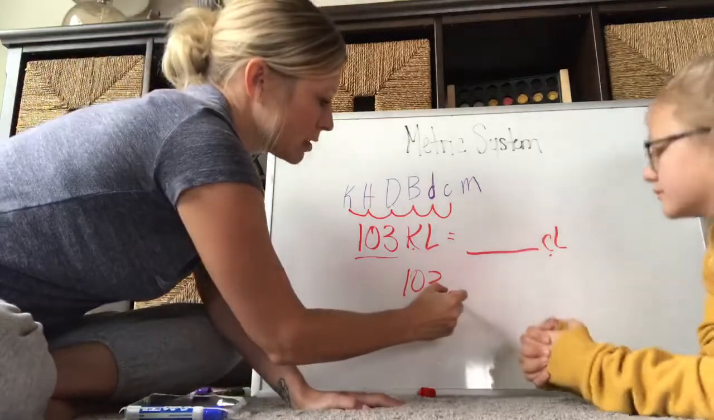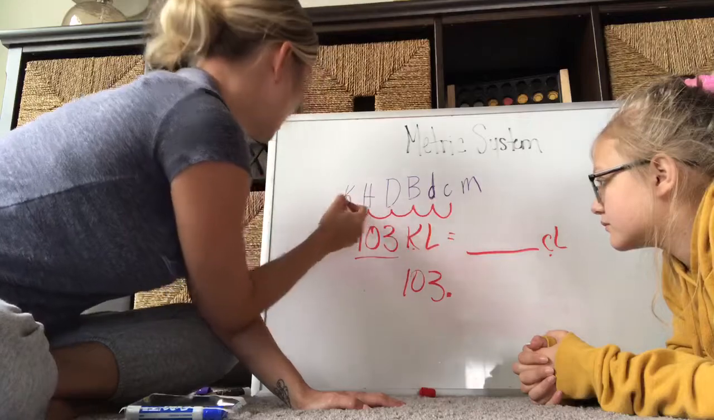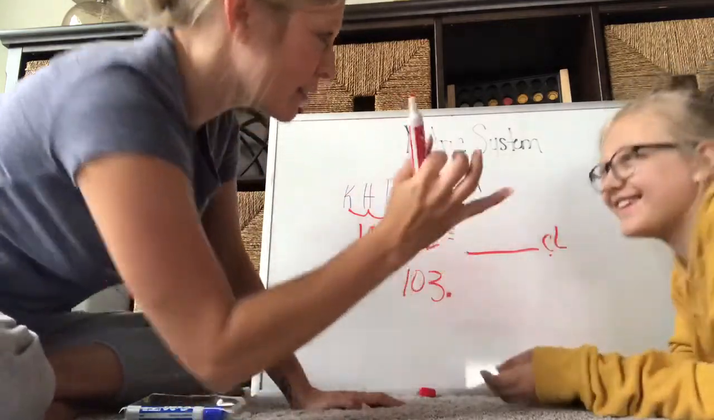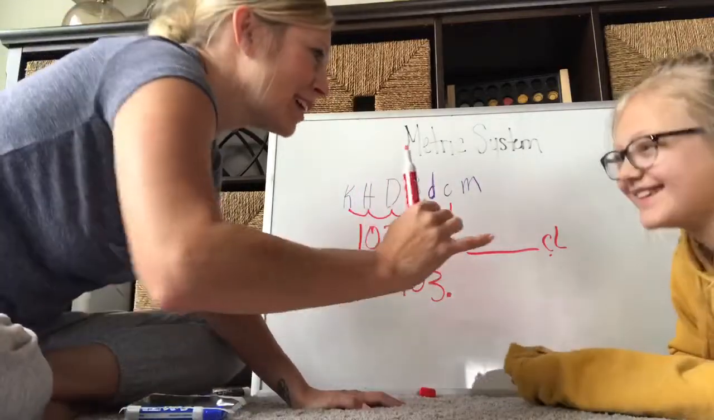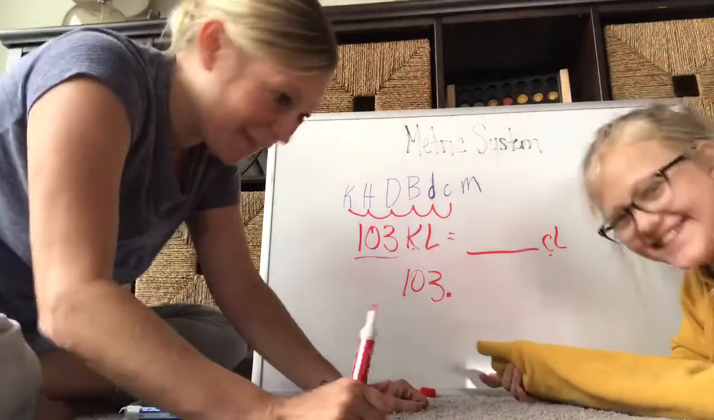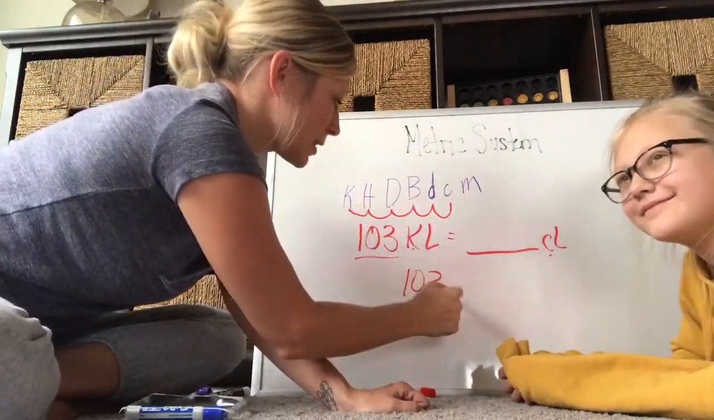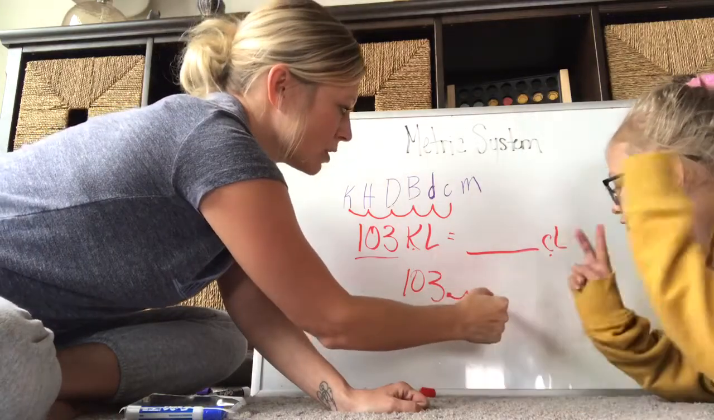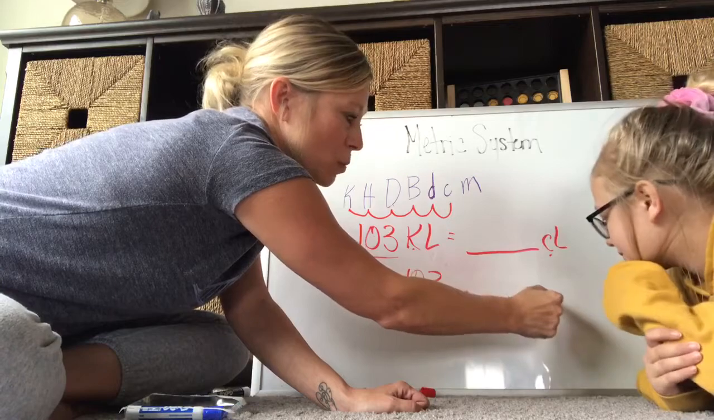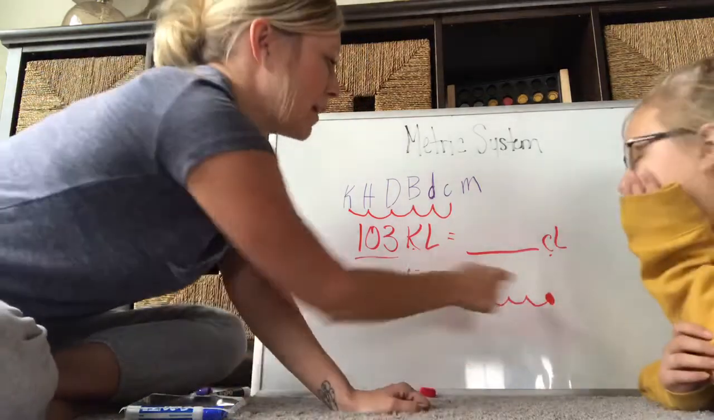How many hops, Rach? Five hops. So we start on our decimal, and do I go to the right or to the left? To the right. We're going to move five times. Hop. One, two, three, four, five. Now your decimal's way over here. It has moved down. What do I fill in the spaces with?